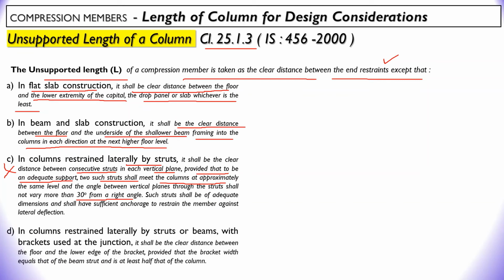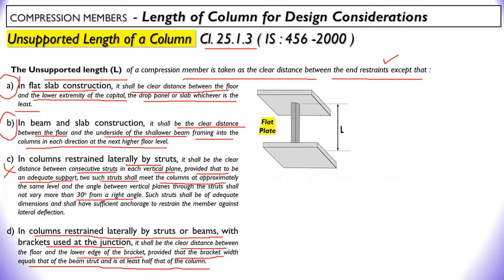The fourth clause is for a column restrained laterally by struts or beams with brackets used at the junction. Then you can calculate the clear distance between the floor and the lower edge of the bracket, provided that the bracket width is equal to that of the beam or strut and at least half that of the column. These two conditions, condition A and condition B, may be more applicable to the design which we are going to discuss in the coming lectures.